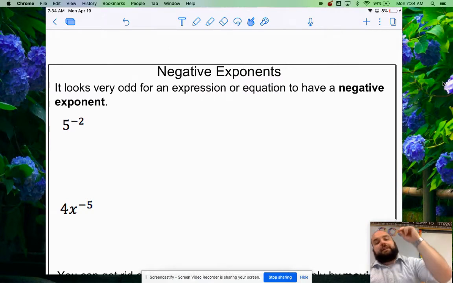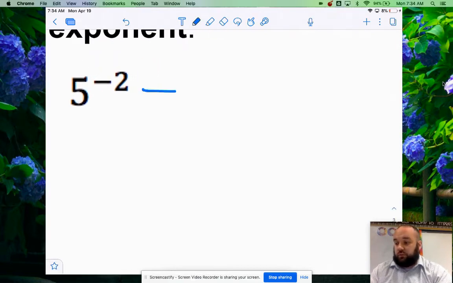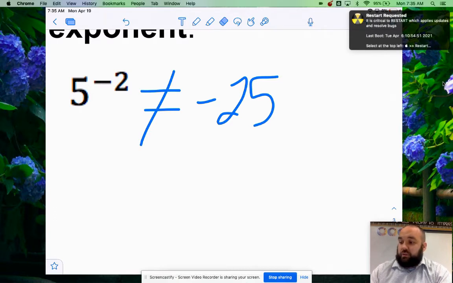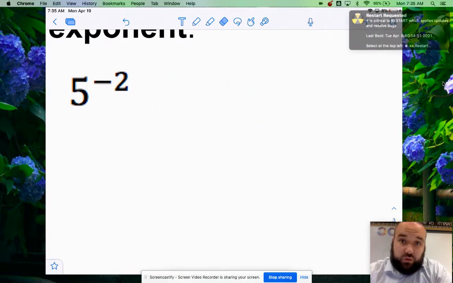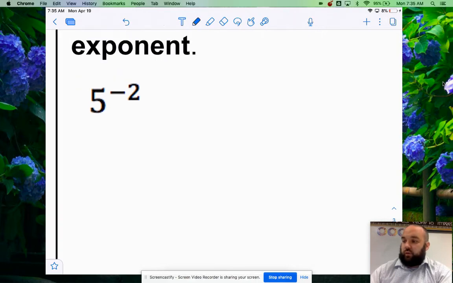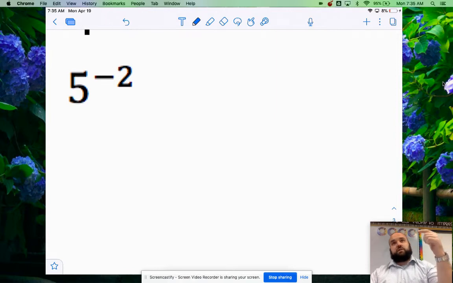Now, if the exponent is negative, okay, this does not just equal -25. Actually, what's going to happen, if you type 5 to the -2 into a calculator, you're going to get 0.04. And the reason you're going to get 0.04 is that what a negative power does is it actually changes the base. It essentially moves the base from the top of a fraction to the bottom of a fraction.